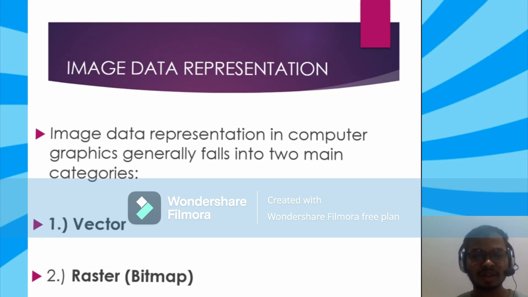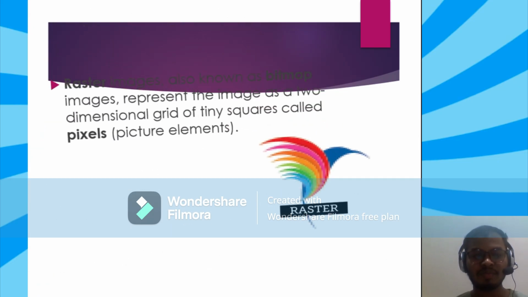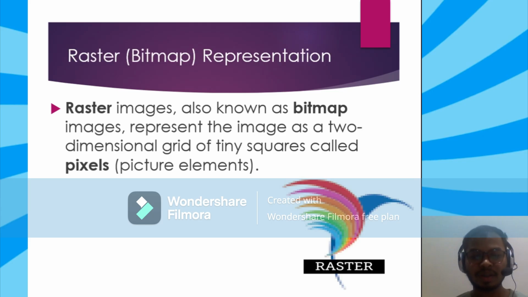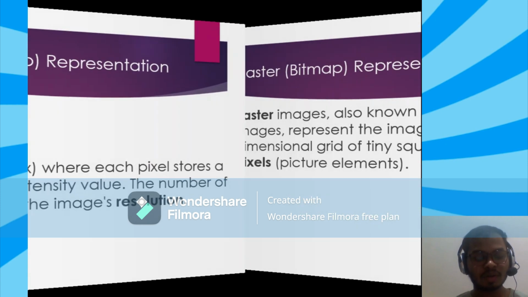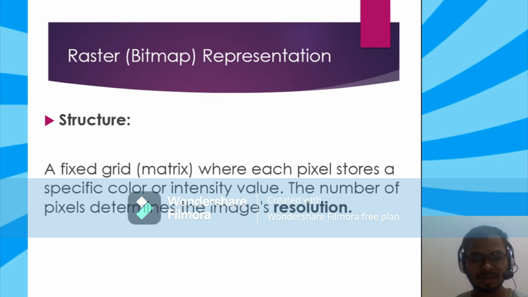Now, raster image representation. A raster image, also known as a bitmap image, represents the image as a two-dimensional grid of tiny squares called pixels, or picture elements. What is the structure of raster representation? Structure: a fixed grid matrix where each pixel stores a specific color or intensity value. The number of pixels determines the image resolution.